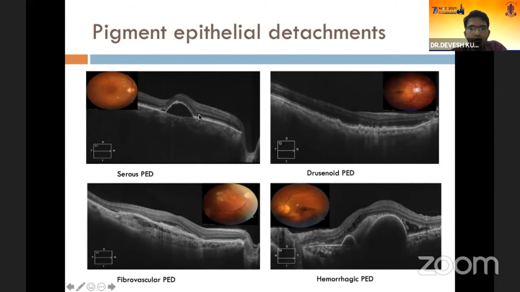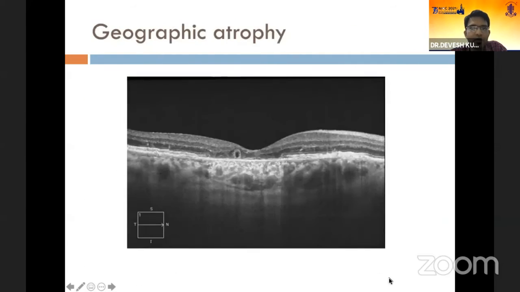Pigment epithelial detachments can be of four types. It can be serous, where the content is clear; drusenoid, when the content is homogeneous; fibrovascular, when the content is heterogeneous, suggesting a CNVM; and a hemorrhagic PED, when there is a posterior shadowing because of the heme in the pigment epithelial detachment.